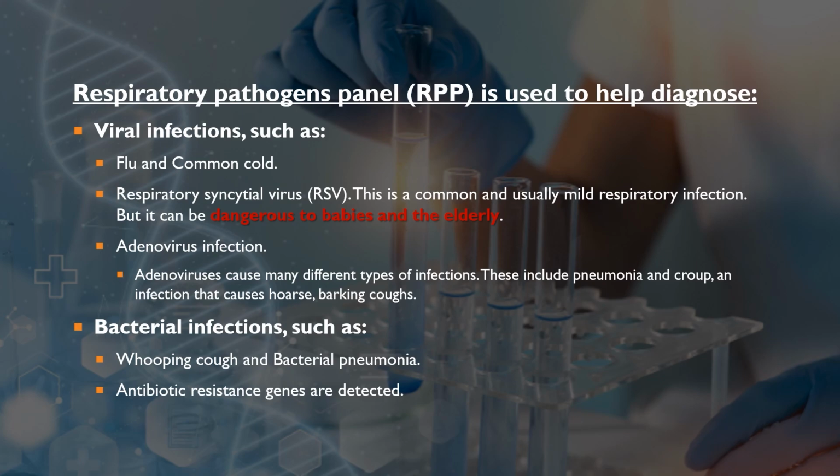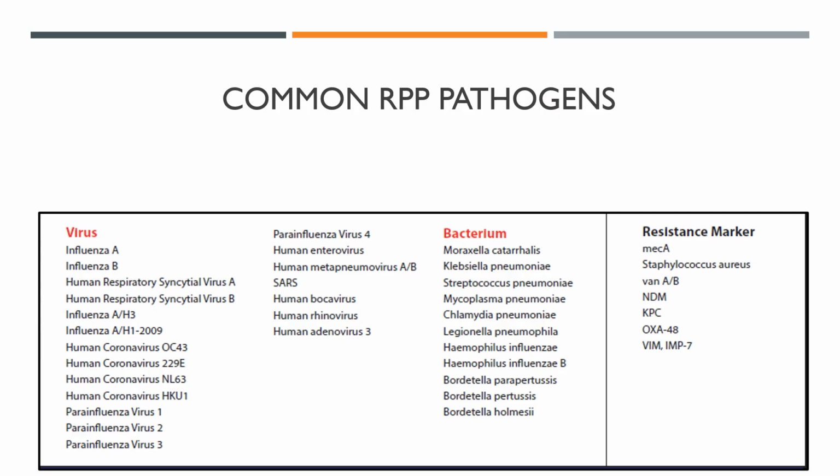Common RPP pathogens include viruses such as influenza, coronavirus, COVID, SARS, parainfluenza, and bacteria, which often cause pneumonia or pertussis, as well as resistance genes. There are antibiotic-resistant strains of these bacteria.